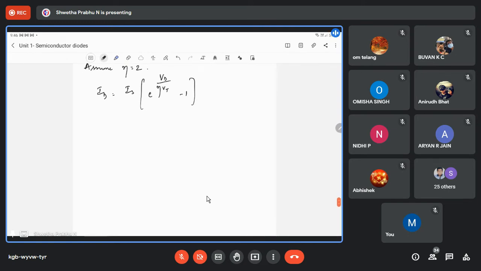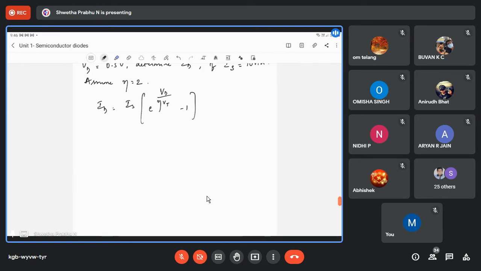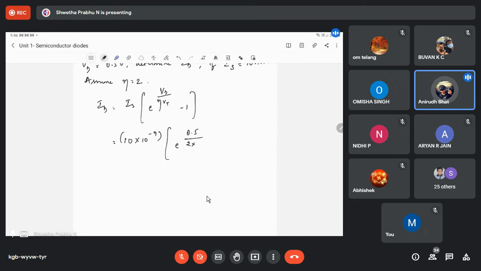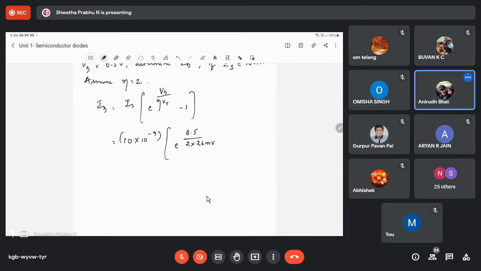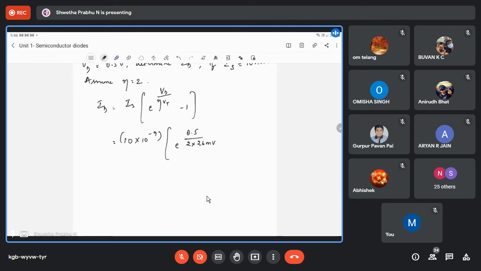You can ignore -1 since we are dealing with forward bias. Silicon diode is forward biased. You can ignore -1 or you can consider it as your choice. That does not matter, the one value is very small. So this is 10 into 10 power minus 9, e to the power Vd value 0.5 over eta value 2 multiplied by Vt value. They have given the temperature as 25 degrees Celsius, 26 millivolts. So this is 0.026.